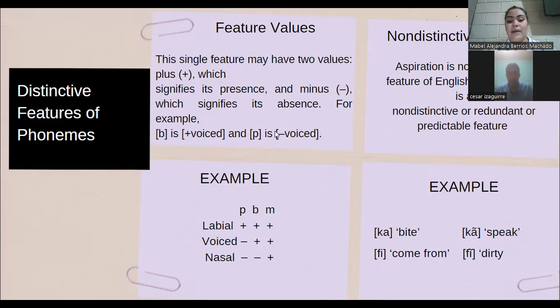And of P, B, and M, the P is minus voiced, the B is plus voiced, and the M is plus voiced. For example, for nasal, the letter P is minus nasal, the B is minus nasal, but the M is plus nasal. And some examples of non-distinctive features are bite, come from, speak, and dirty.